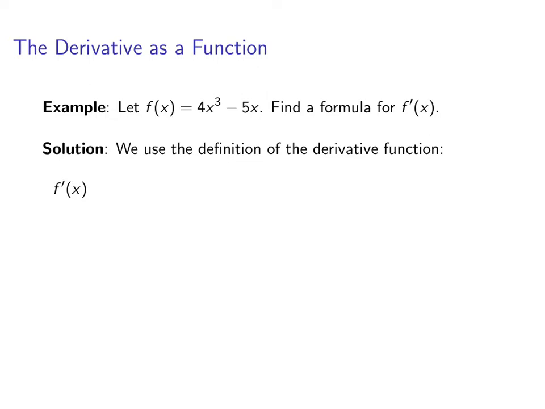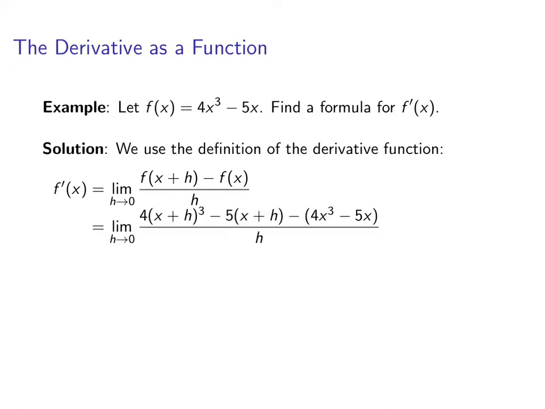F prime of x is the limit as h goes to 0 of f of x plus h minus f of x, all over h. Let's plug these numbers into our function. So we have the limit as h goes to 0 of 4 times (x plus h) cubed minus 5 times (x plus h), minus all of f of x, which is 4x cubed minus 5x. Make sure you've got these parentheses in here because that minus sign is going to have to distribute.